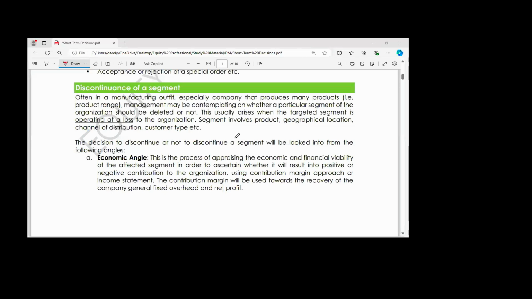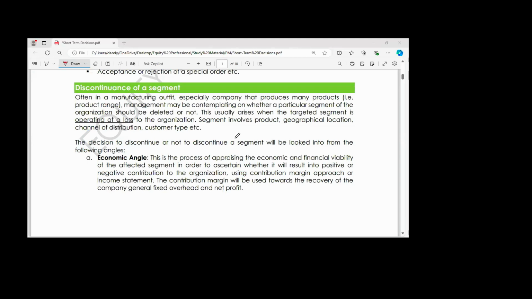Any other factors that cannot be expressed in monetary terms is what is known as a qualitative factor, or non-monetary, or non-quantifiable factors. Okay, so these are the things that we discussed last time.